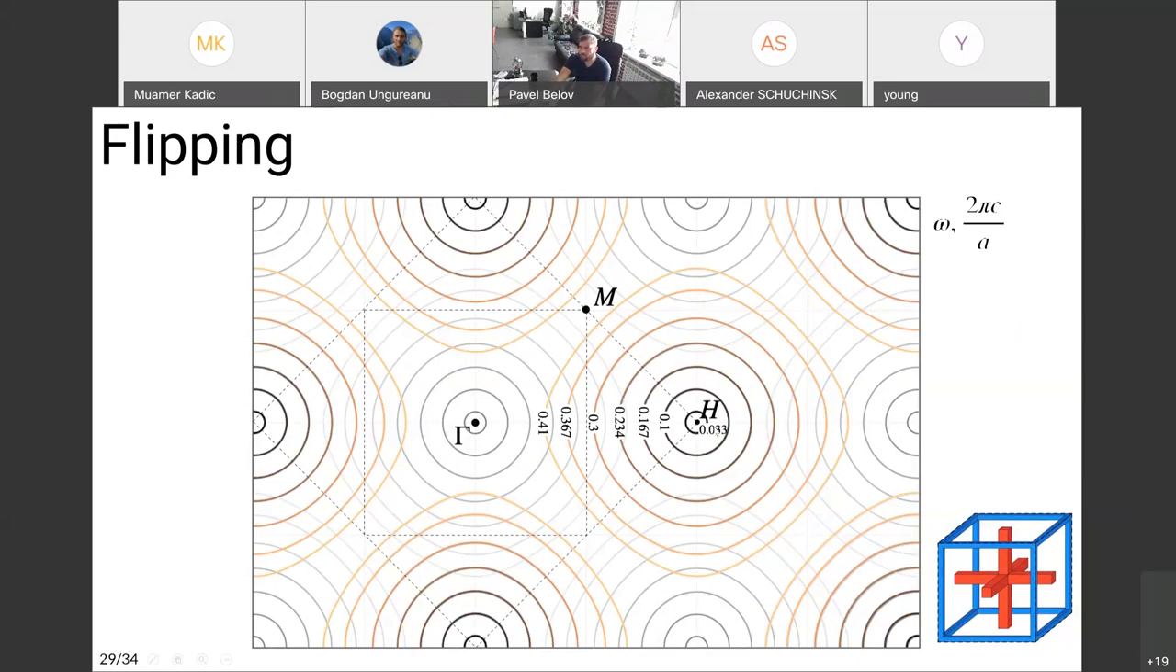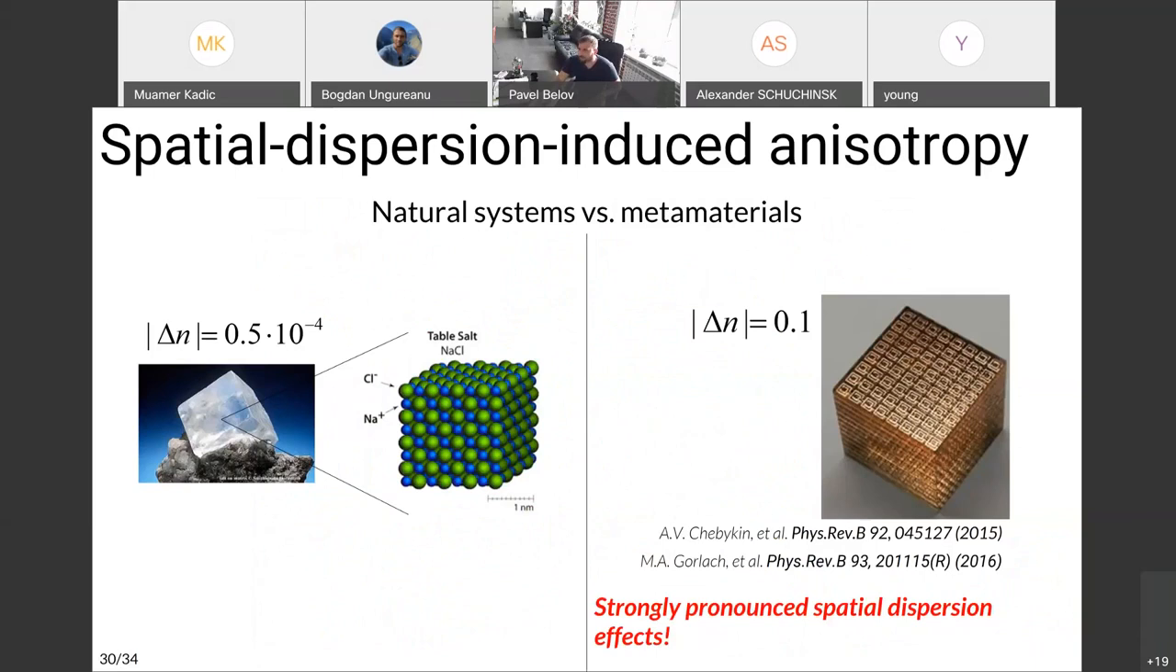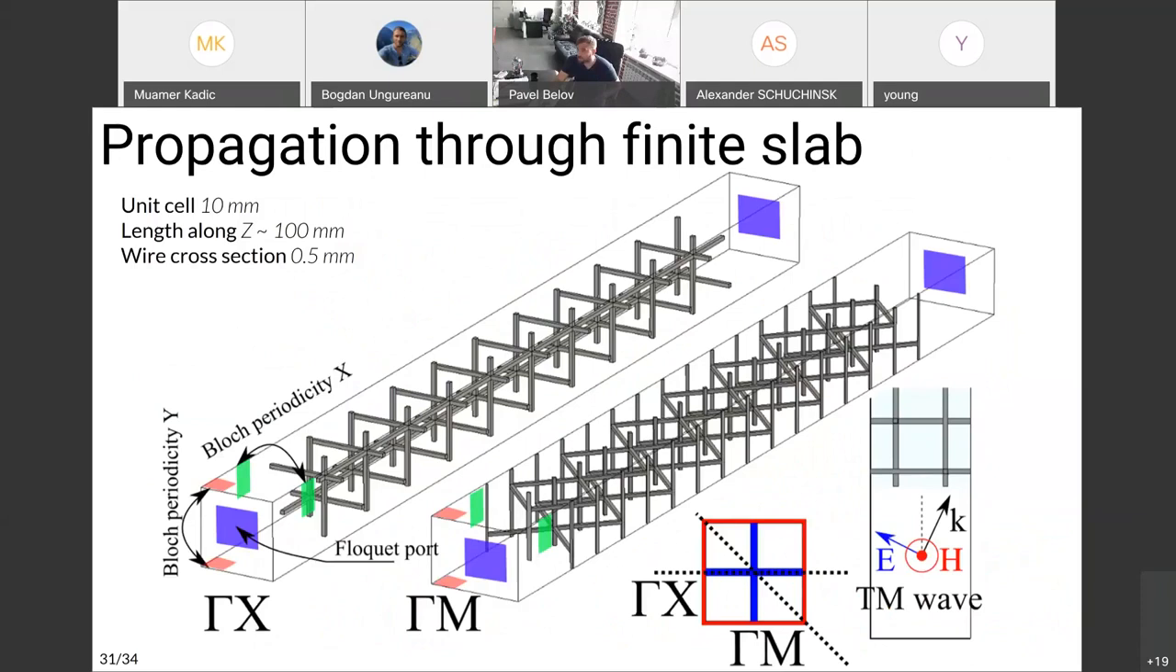So this means that you can vary delta N already kind of 100%, yeah? So delta N can be equal to 1. And we decided to check this because it's very easy. We performed numerical simulations for this interlaced wire medium. We cut the slab out of this interlaced wire medium, cut it for propagation along gamma X and along gamma M directions, placed periodical boundary conditions where it's necessary.